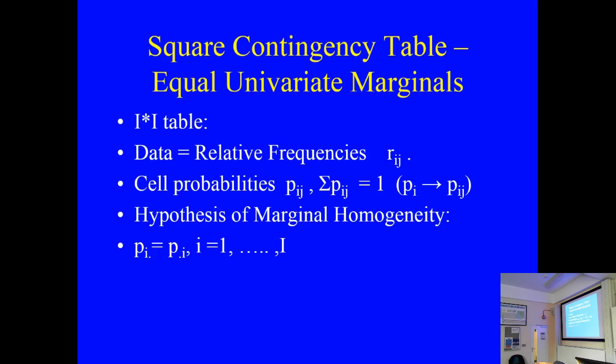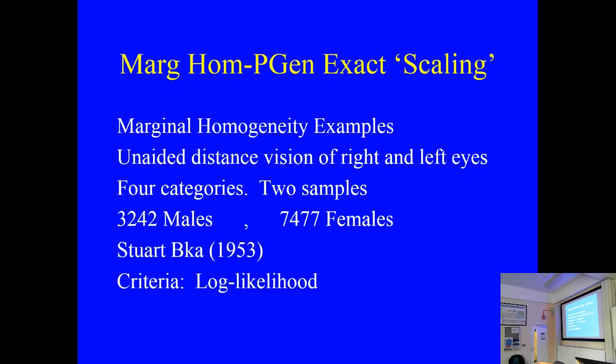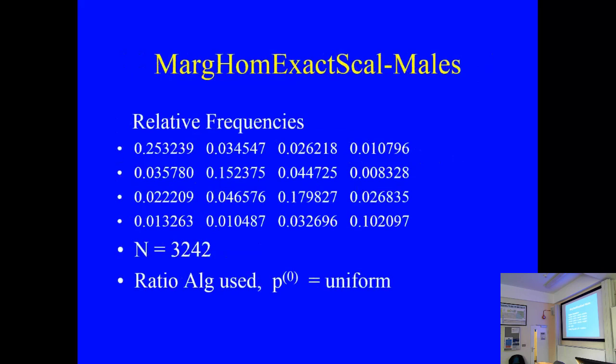It's before and after type data. I'll get to a more particular example later on. In particular, the data that Stuart had in Biometrika, also Plackett in his book, had subjects, males and females, with their unaided distance vision categorized for both right and left eyes. So a question of interest is: is the distribution of the distance vision the same for right and left eyes? Are the two marginal distributions the same?